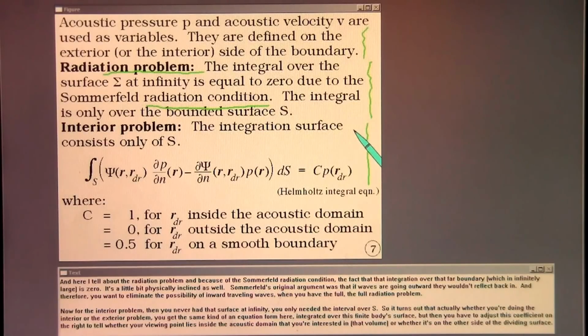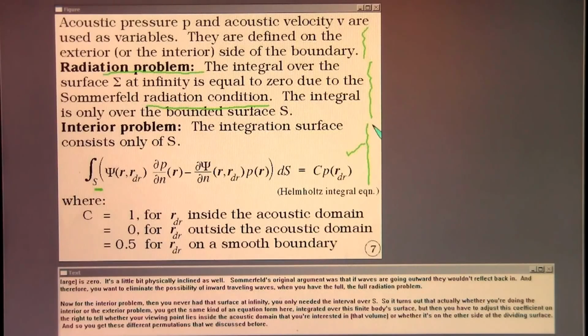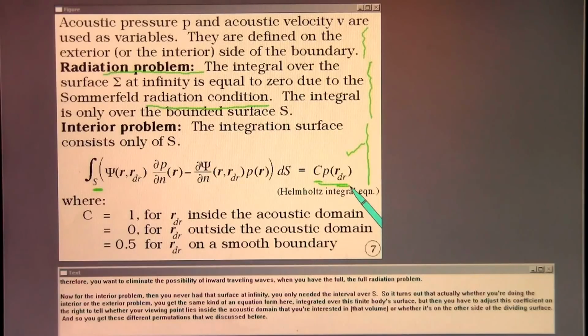Now for the interior problem, you never had that surface at infinity. You only needed the integral over S. So it turns out that whether you're doing the interior or the exterior problem, you get the same kind of equation form here, integrated over this finite body surface. But then you have to adjust this coefficient on the right to tell whether your viewing point lies inside the acoustic domain that you're interested in, that volume, or whether it's on the other side of the dividing surface. And so you get these different permutations that we discussed before.